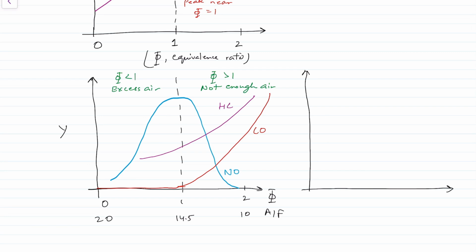If we draw this now on the A2F plot, 10, 15, 20, and because near 20 is our equivalence ratio equal to 1, if we do the same plots, they will just be a mirror image.